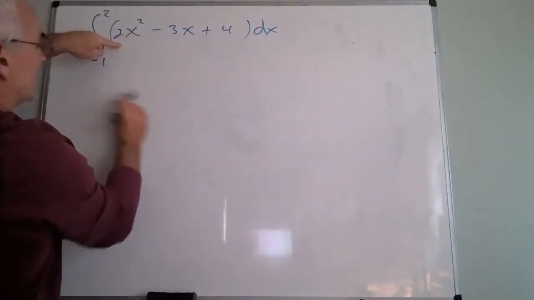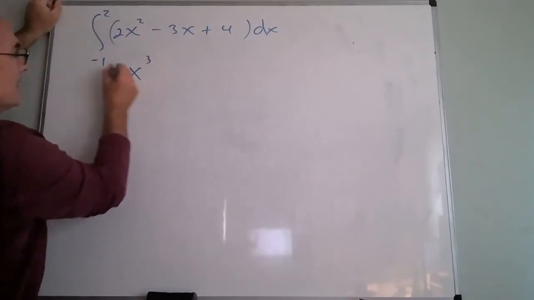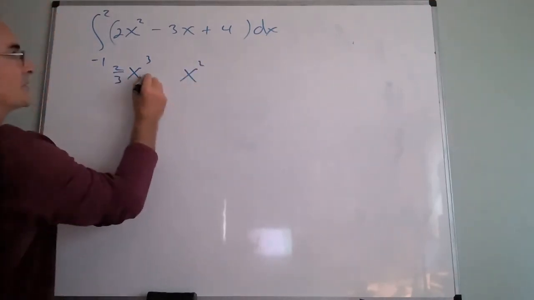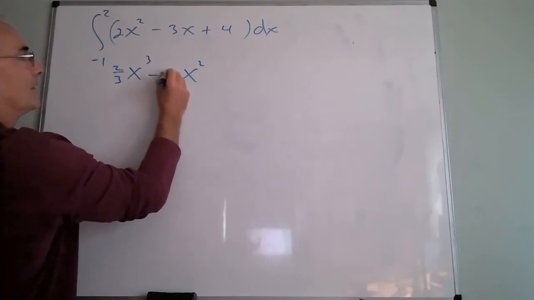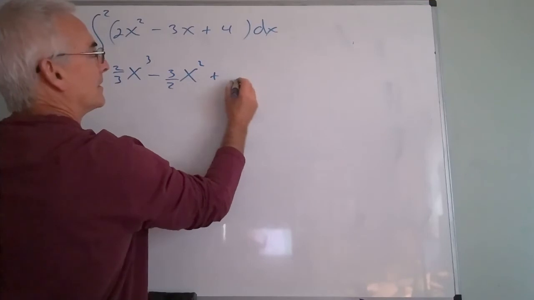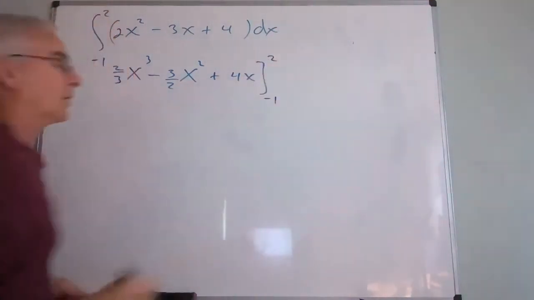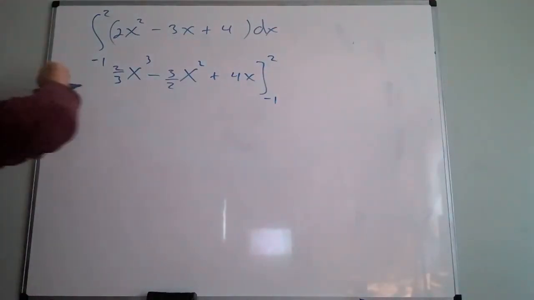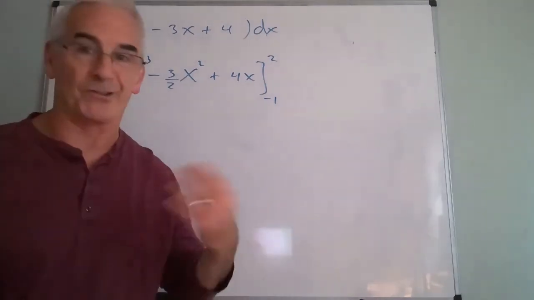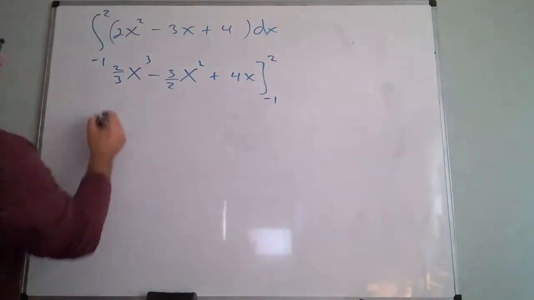So what would the first one be? Anybody? 2/3 x cubed. See, I always do the exponent first. So then this would be minus 3/2. And then the last one, 4x. I'm going to evaluate that from -1 to 2. So what I do is I put the 2 in for all 3. And by the way, whether you do this by hand or on your calculator, however you do it, just don't make arithmetic mistakes.